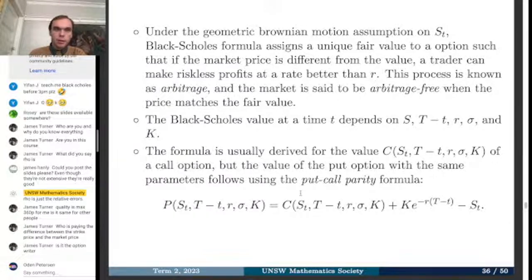And it turns out that because the call option gives the holder the right to buy when it's profitable for them, and the put option gives the holder the right to sell when it is profitable for them to sell at the strike price.